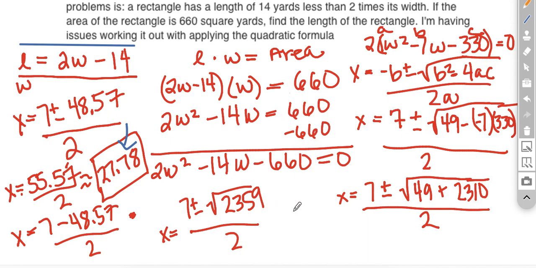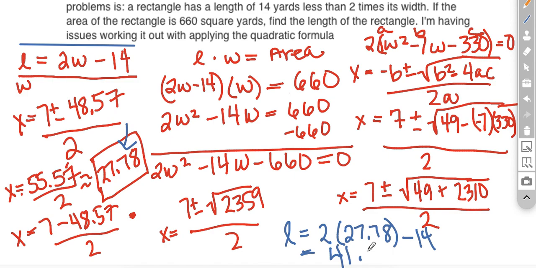So I'm going to write it down here. So length equals 2 times w, which is 27.78, minus 14. And then I do that in my calculator, times 2, and then minus 14. So my length is around 41.57. And it is yards. So that is my length. And that's what it's asking for.